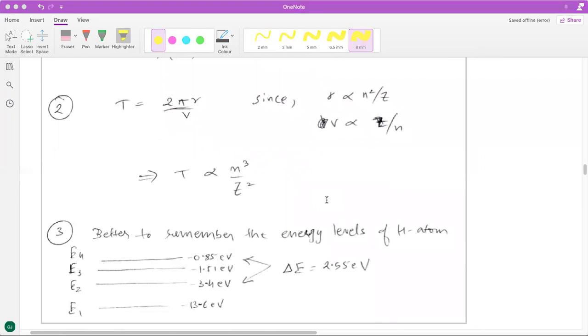Then second question is something similar to FBO questions that we have discussed many times before. Time period is something which is equal to 2 pi r by v, and r and v are proportional to n and z in the following manner. So if you substitute them over here, you will get the proportionality of time period in terms of n and z.